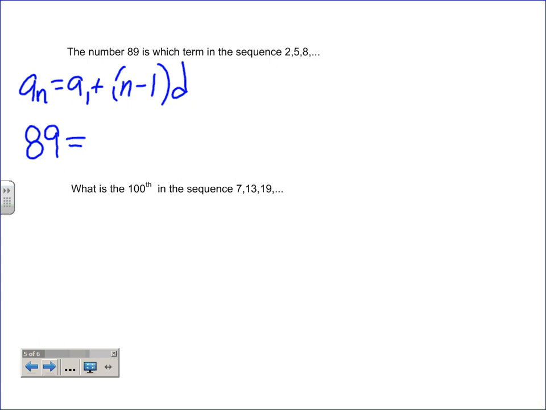Well, what's a sub 1 based on the way that we see this particular sequence? A sub 1 is 2. It's just sitting right there. It's the first term. Plus, do I know n? I don't know which term it is. Minus 1. Do I know d? Well, it's not given, but we can figure out d pretty easy. It's 3. You just figure out the difference there.